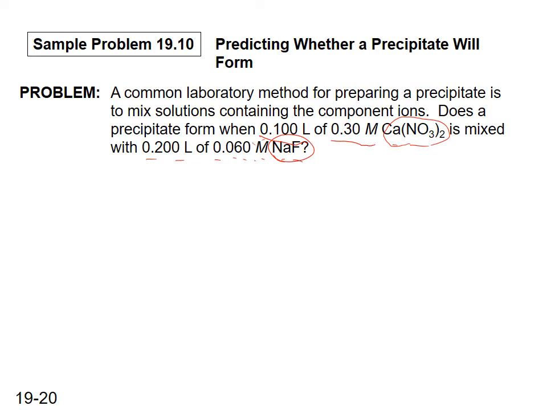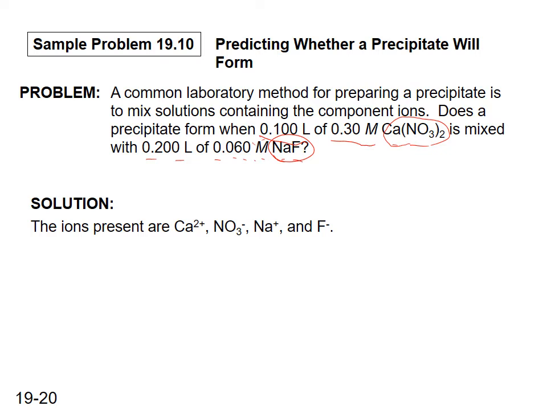One is sodium fluoride, the other is calcium nitrate, and we want to know if they form a precipitate. But first we need to know what the ions in the solution are. Calcium nitrate generates calcium ion and nitrate ion, and sodium fluoride generates sodium ion and fluoride ion. So in the solution of this mixture, we may have four different types of ions. The question is, do they combine to form a precipitate?